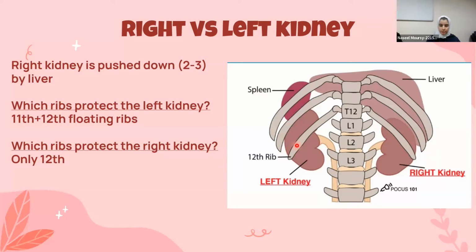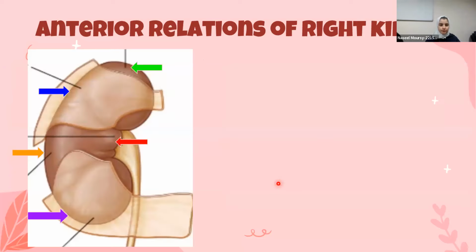Okay. Did you guys get this part? Because they may ask you, they may get you a picture and be like, oh, which rib is covering this kidney? They won't tell you if it's right or left. Okay, you got this? Good.